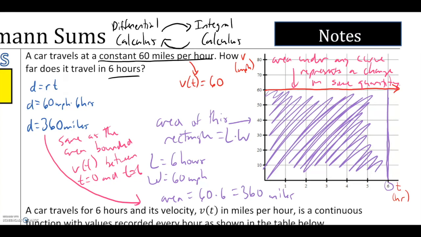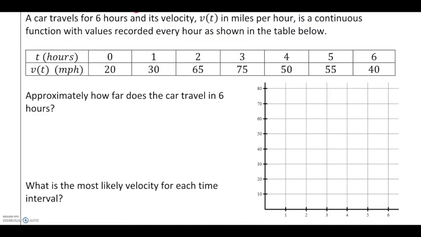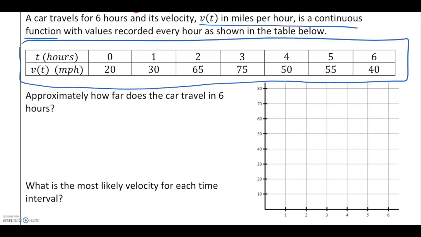In fact, if we have a graph of anything representing a rate of change, the area under that curve will represent the overall change in our original quantity. So let's go ahead and change the problem up a little bit. Now we still have a car traveling for 6 hours, but this time its velocity is a continuous function, and we record that velocity every hour as shown in this table right here. Same question as above: approximately how far does this car travel in 6 hours?